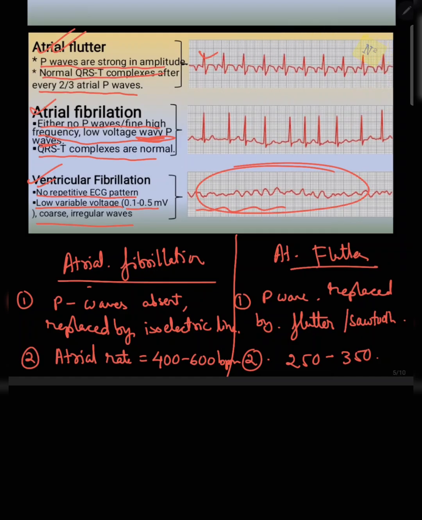Then the third point is rhythm. In case of atrial fibrillation, you will get the rhythm to be irregular. The irregularity will come at irregular intervals, whereas in case of atrial flutter, it will be generally regular in rhythm. Regular atrial rhythm.